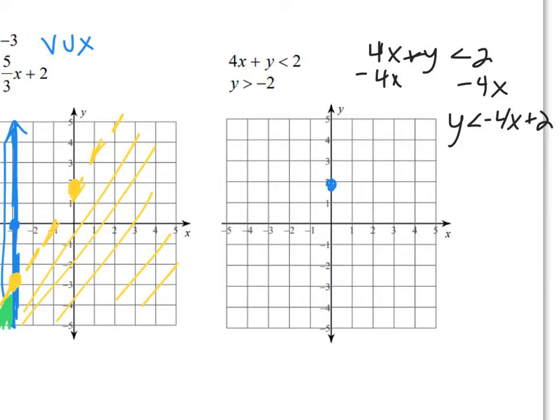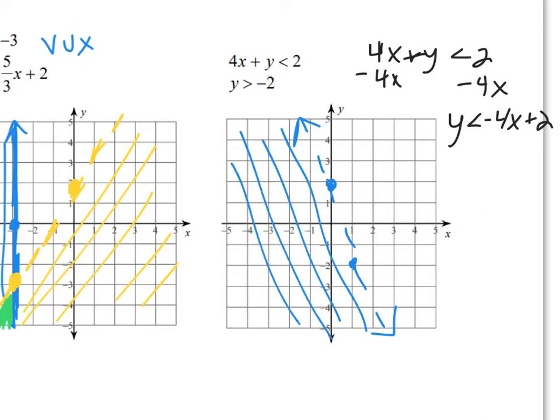Then we're going to move with m, which is down 4 and right 1. There's no equal to, so this is going to be connected with a dashed line, a dotted line. It's less than, so I'm going to shade below that line. Once again, I have two equations, so I'm doing this lightly.